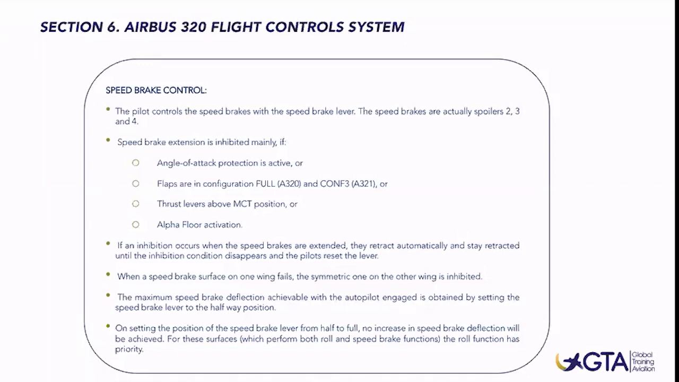If we need to, for example, increase our rate of descent, and we need to deploy these speed brakes to the full extended position, in that case, we will need to disconnect the autopilot and take the speed brake lever to the full position. On setting the position of the speed brake lever from half to full, no increase in speed brake deflection will be achieved, as I mentioned.